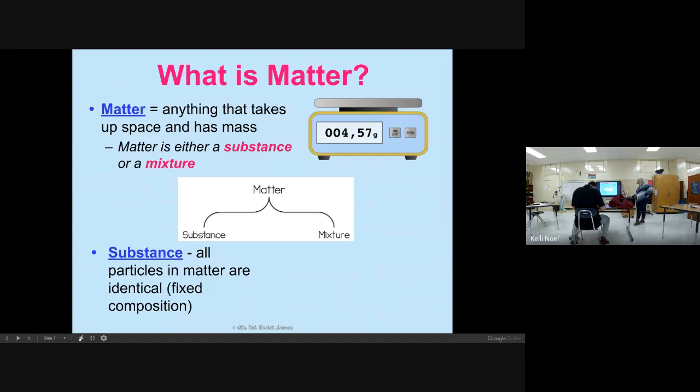A substance is when everything is identical. So if I have a bottle of water, that is a substance. We usually call it a pure substance. It is what everything in it is the same.